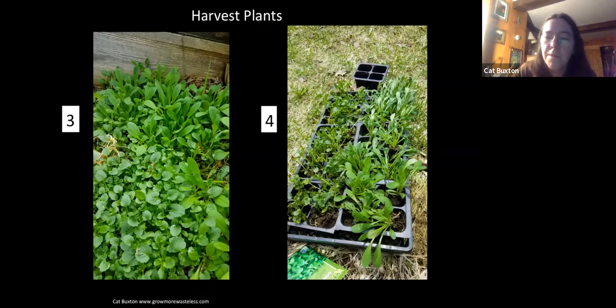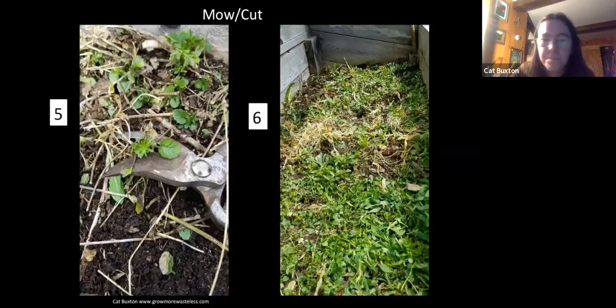So that's something you can do as well. And when we think about regenerative gardening, it's not just what we're growing for our food, it's how we're using the space and how we're thinking about our relationship with those plants.